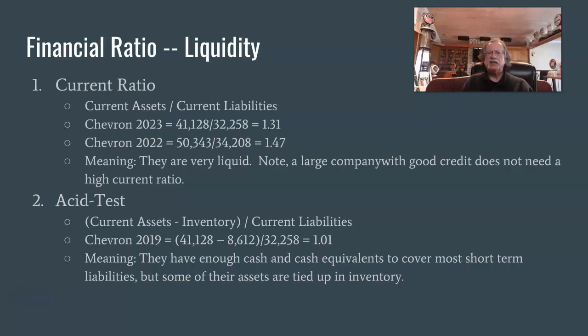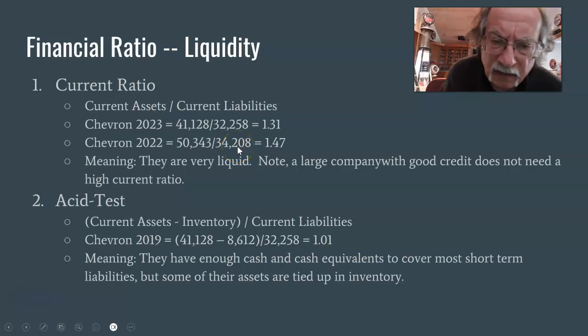So I hinted at this in the last video. The current assets are part of the liquidity ratio. How liquid is the company? And the 2 critical ratios are the current ratio and the acid test ratio. The current ratio is basically the ratio of the current assets to the current liabilities. This is off of the balance sheet.